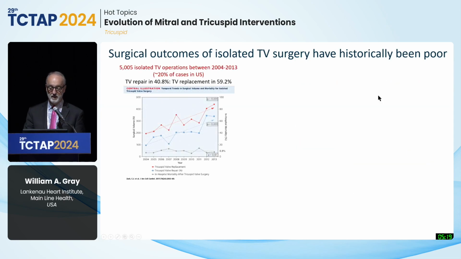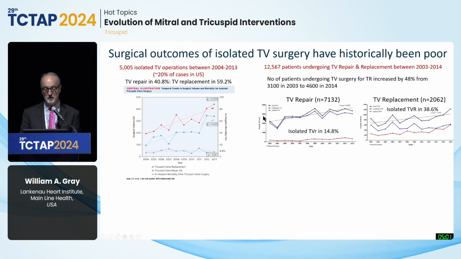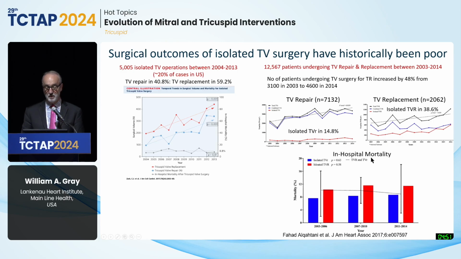Surgical outcomes, unfortunately, have been historically poor, and a lot of that probably has to do with the fact that patients were sent for isolated tricuspid surgery late in the course of their disease. You can see here that tricuspid valve surgery, whether it's replacement or repair, has increased a bit, but not really materially over the last decade or so when data was available. Whether it's repair or replacement, it's relatively infrequent in the STS database. And looking at just in-hospital mortality, not even 30-day, for both repair and replacement, mortality is somewhere between 8 and 12%.